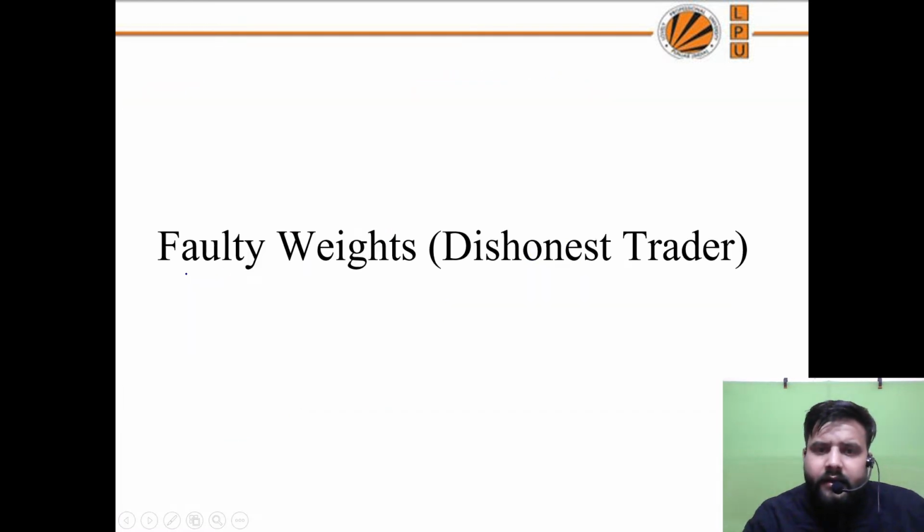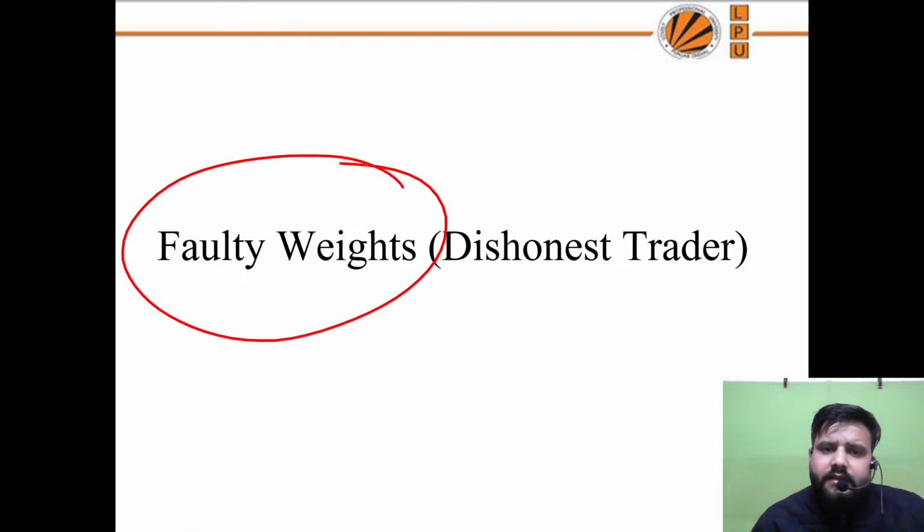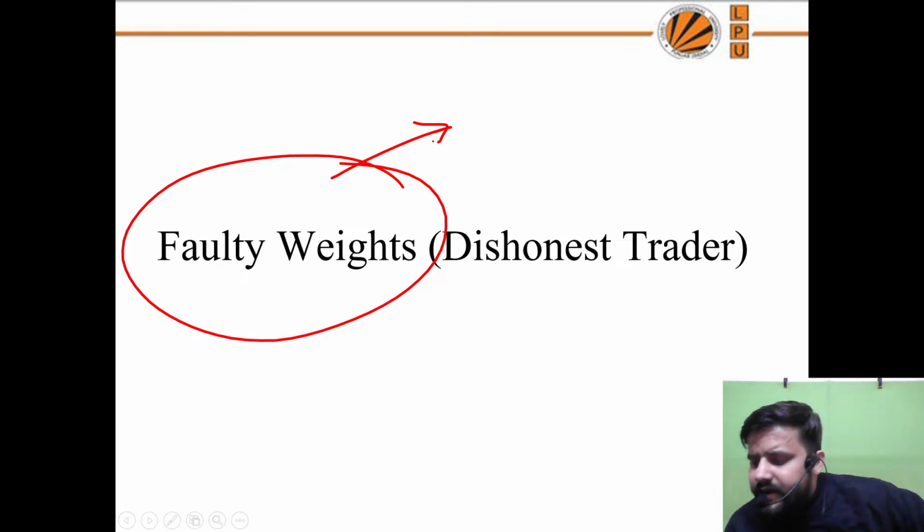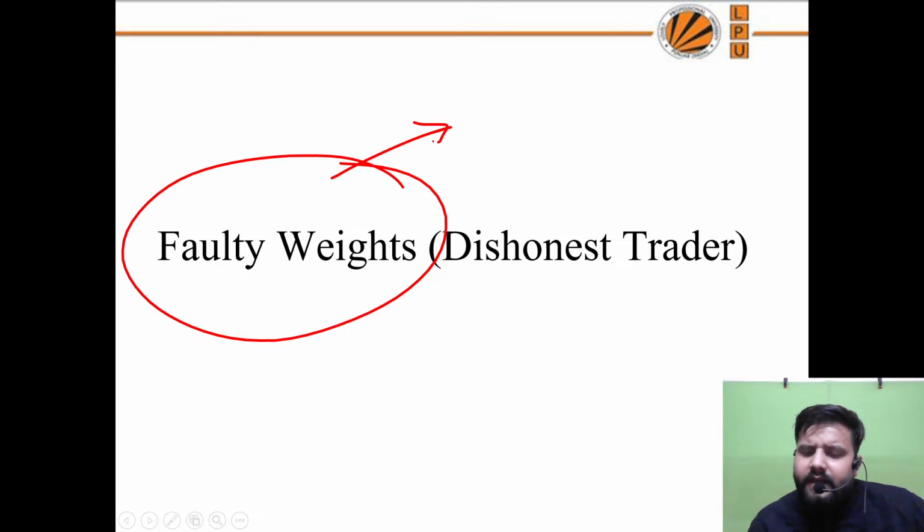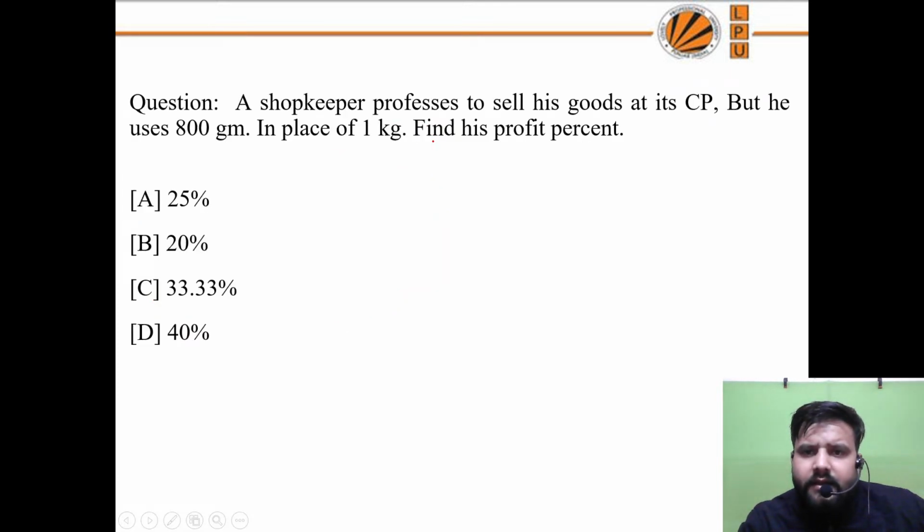Alright, fine. The next type is questions based on faulty weights. Faulty weights. Let's take a question for this. Let's see this question and try to answer it. Then I'll come to the explanation of this.